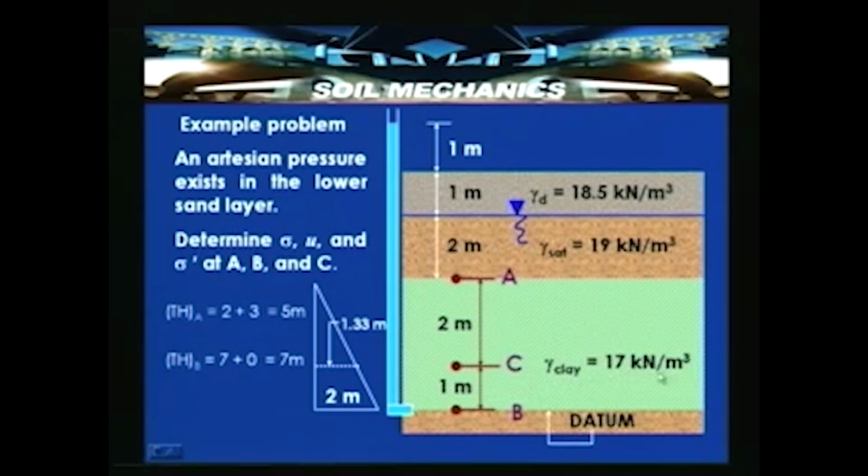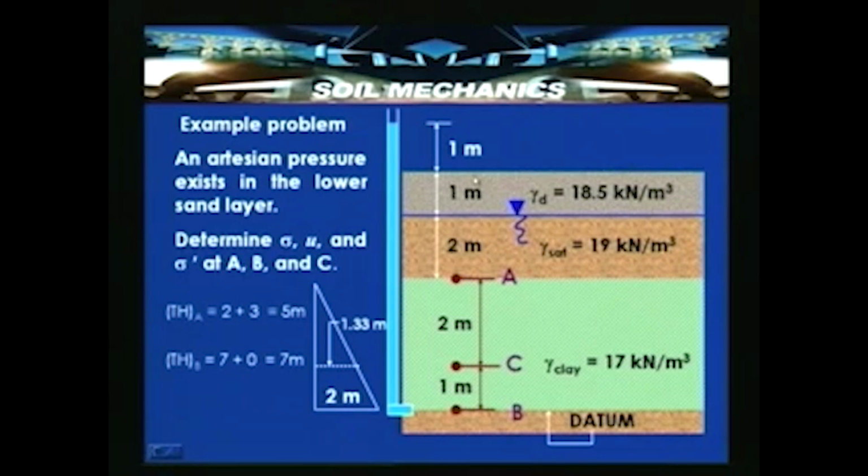The gamma of clay is around 17 kilonewton per meter cube. The groundwater table is located here, which is 2 meters above point A. Above that, 1 meter of sand which is dry, gamma d equal to 18.5 kilonewton per meter cube. Because of the artesian conditions, it has a water head of 1 meter; the total head is around 1 meter above the ground surface. So, this is the existing ground surface.